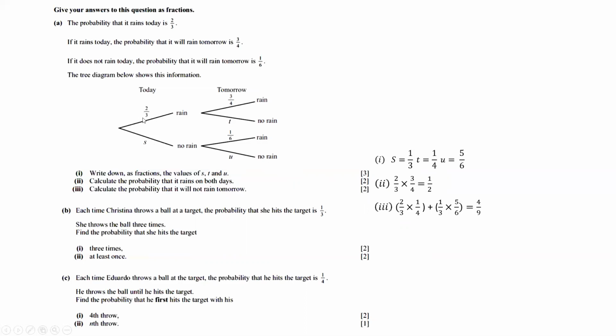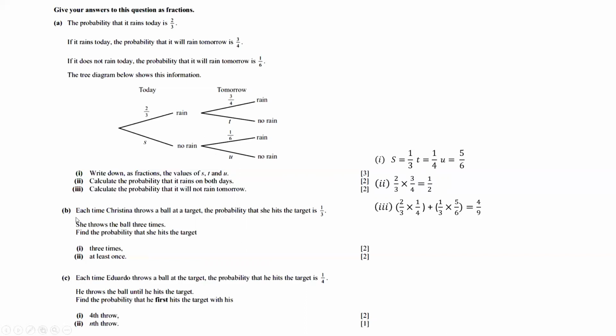So the answer is, if raining today but not raining tomorrow, you need to multiply 2/3 with T. T is 1/4. That's why you get this. And then you need to add, if no rain today and no rain tomorrow also. So it's 1/3 times U. So the final answer is this, 4/9. Okay? This is how we answer the question.